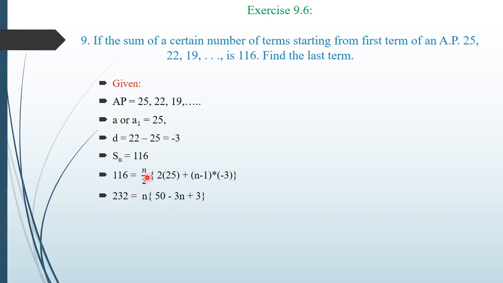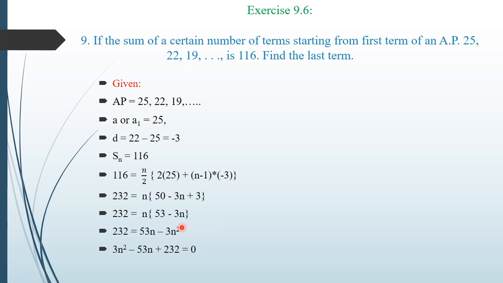For simplifying, taking the 2 from the denominator on the right to the left side of the equal sign, it comes in the numerator, that is 116 into 2, which gives 232. That is equal to n into, considering the operations inside the bracket, 25 into 2 is 50, and multiplying minus 3 with n minus 1 gives minus 3n, minus of minus is plus 3 into 1 is 3. Further simplifying, 232 equals n into 50 plus 3, which is 53, minus 3n. Now taking n inside the bracket, 232 is equal to 53n minus 3n square.